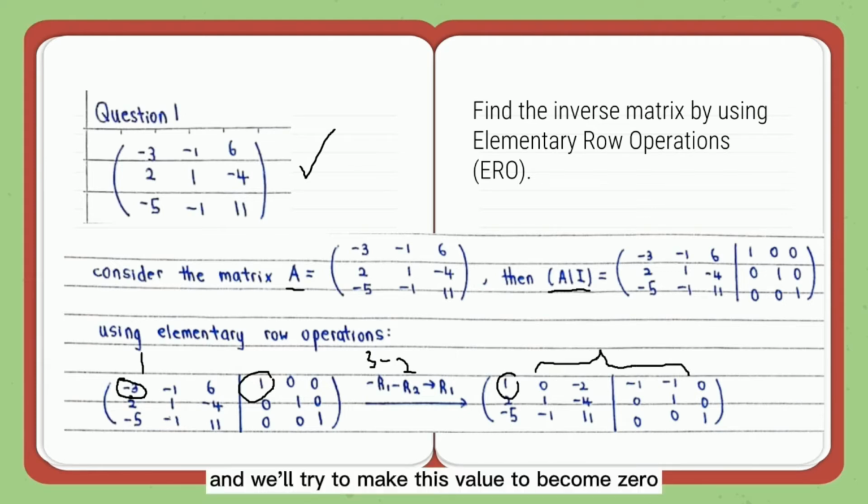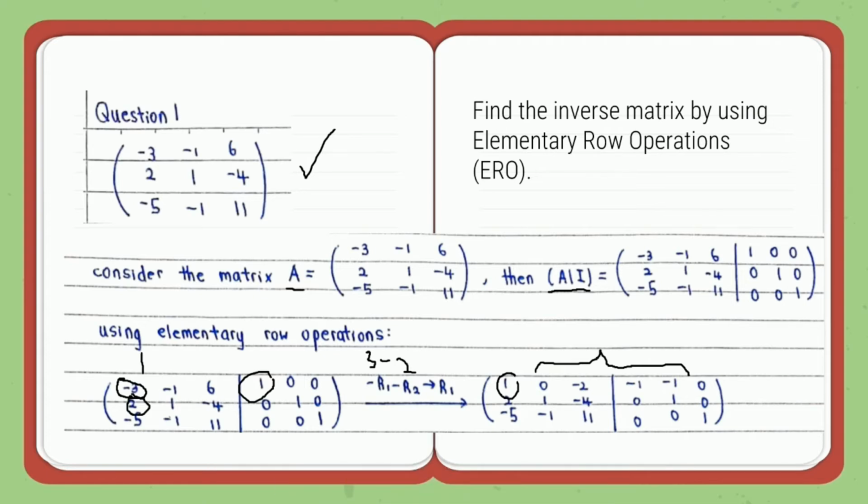Then we will try to make this value become 0, since its corresponding value in the identity matrix is also 0.